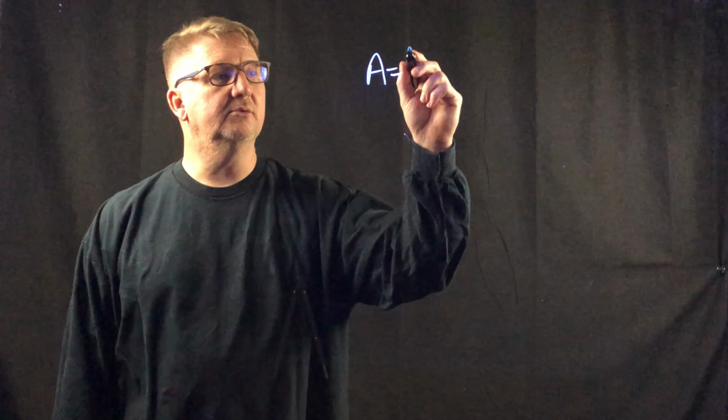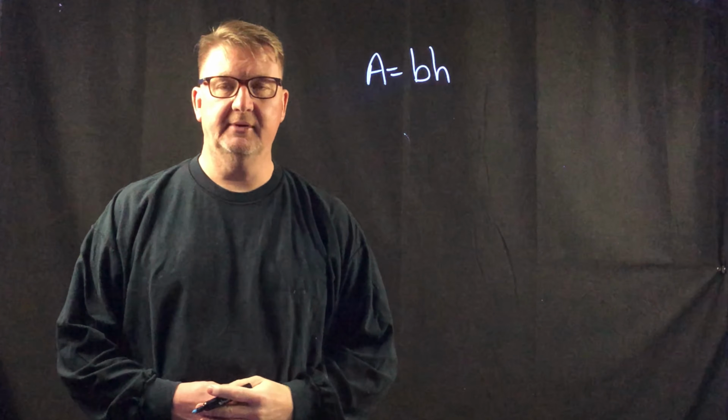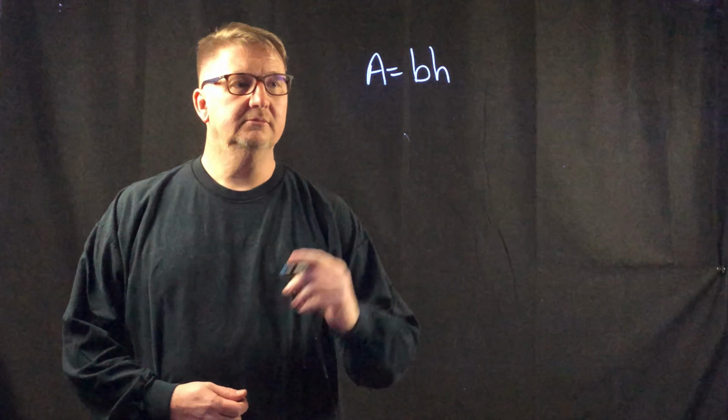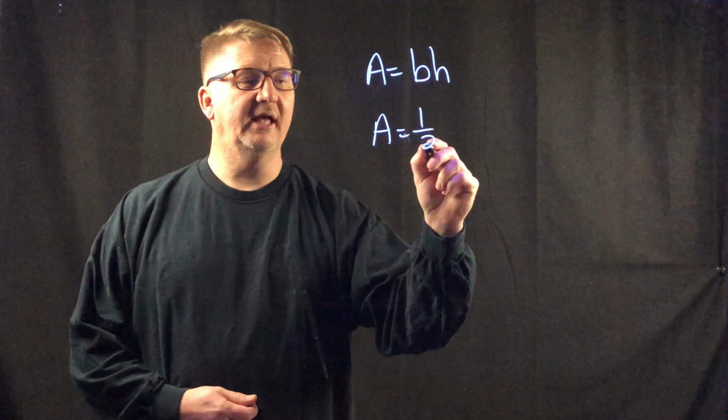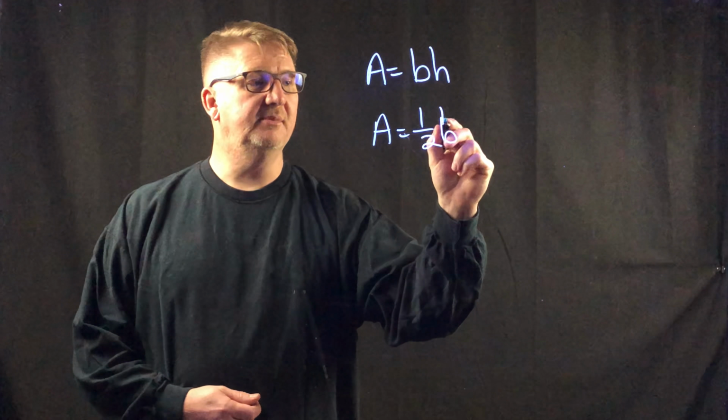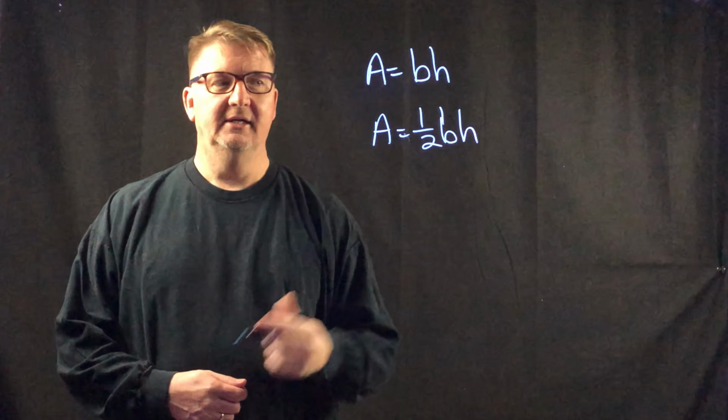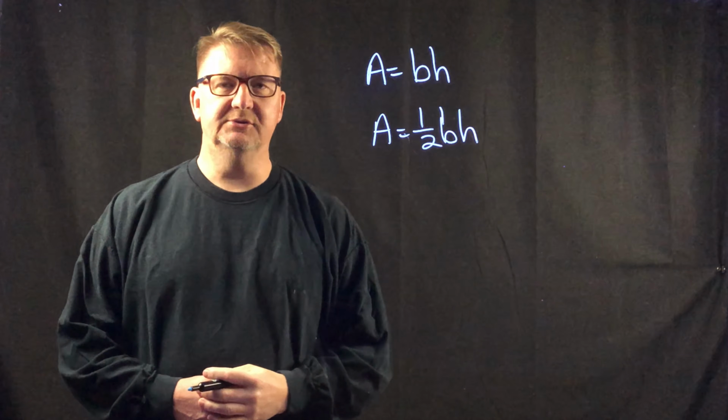Today we're going to be talking about area of rectangles and triangles. What I want you to know by the end of the video is how to find the area of a rectangle and a triangle using the respective formulas. The formula for a rectangle is area equals base times height, and it's written like this: area equals base times height. The area for the triangle is very close. Area equals 1/2 times the base times the height. And I'm going to explain the difference between these two in just a second.